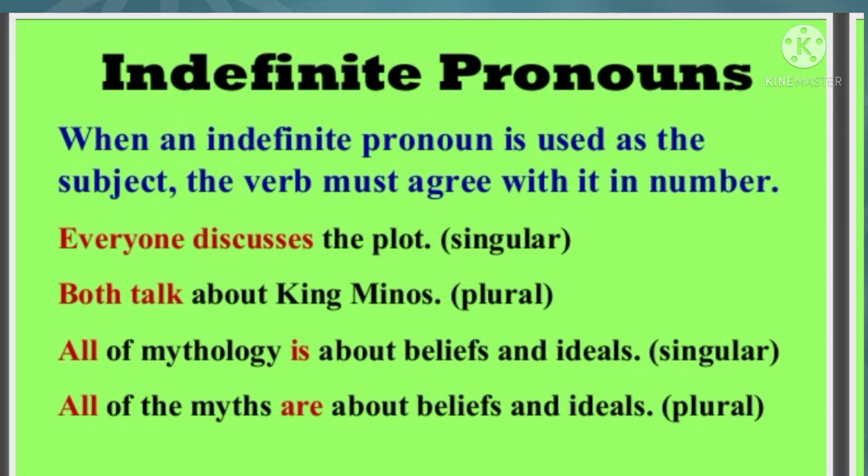For example, everyone discusses the plot. Everyone, when you look at this pronoun as a subject alone, you'll feel that there will be a number of people. Am I right? Okay, but it's not used as plural, it's used as singular. So the verb must agree with the subject. So a singular verb is used, the s or es must be used when everyone is used.